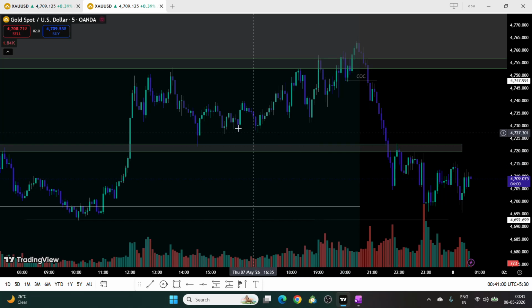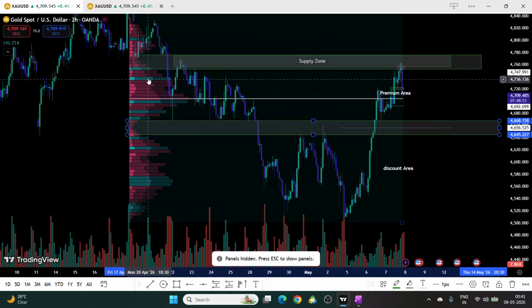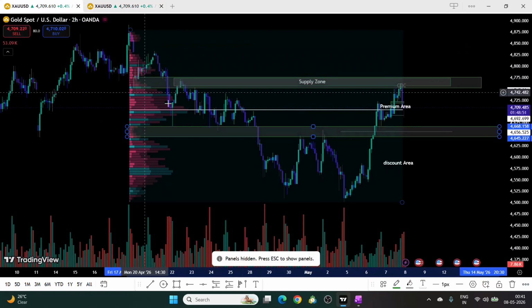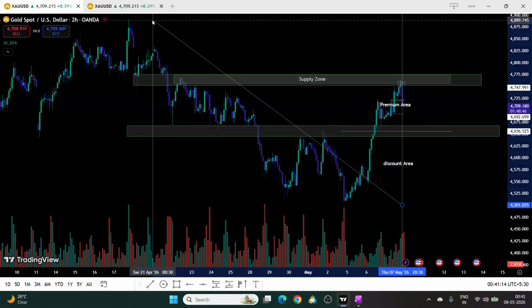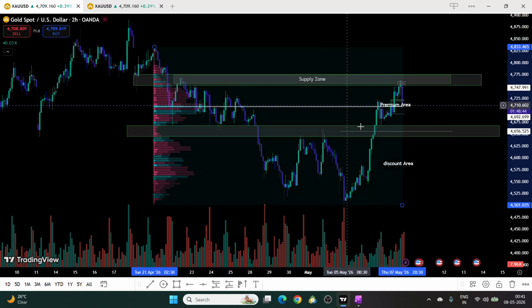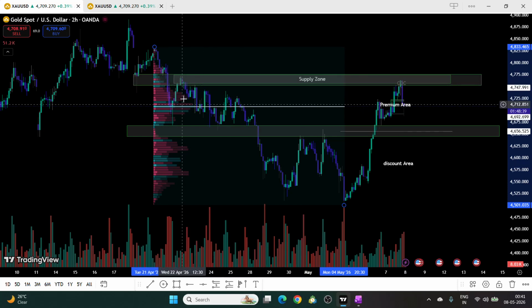If you look at this volume profile in the 2 hours time frame, it is in the high volume node. I want to show you this, that it is at the high volume node. It is about to reach this level and then take the liquidity. So this way I can say this is at the high volume node.